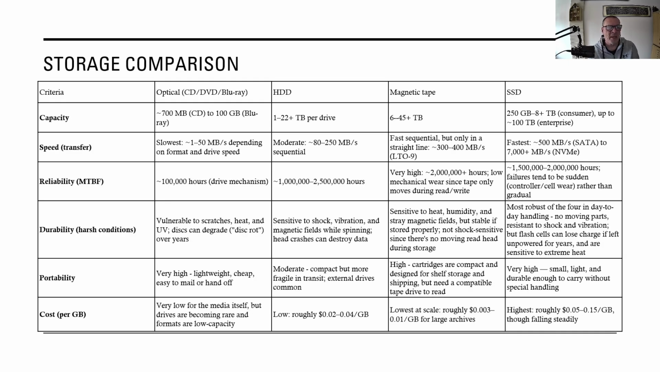Here's a table comparing those kinds of criteria for the different types of device we might have. I've just lumped all the optical ones together. So capacity for original CD-ROMs is about 700 megabytes, quite small. Multi-layer Blu-rays, you can have about 100 gigabytes. Optical is slow for data transfer. It's fairly reliable, but you do get drive failures because they're mechanical devices that can wear out and break.